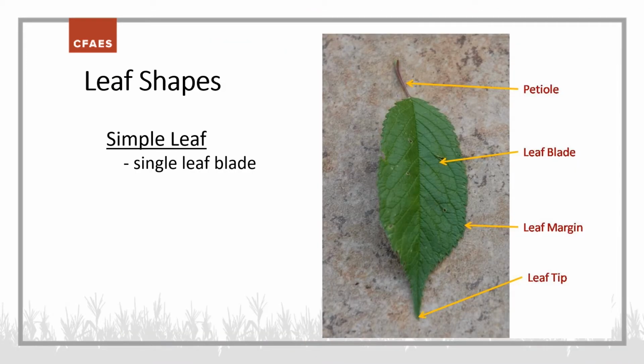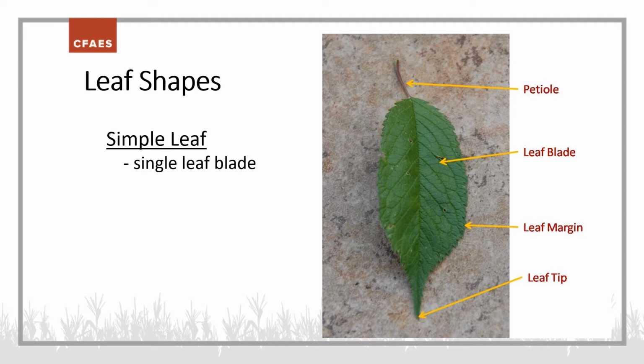So let's look at leaf shapes. Here's a simple leaf, and I've highlighted some key terminology that, if you're using some kind of tree identification publication, you may see used to describe different tree leaves. So this is a simple leaf. If we look at the leaf margin on this one, it looks like it's got little tiny teeth, which will be called serrate or serrated edge.